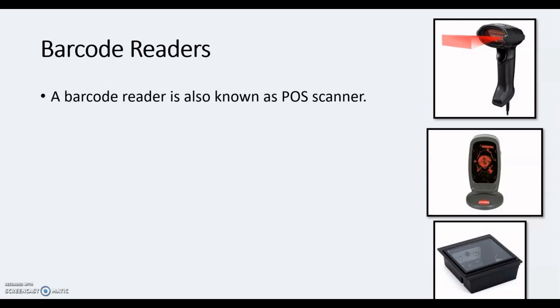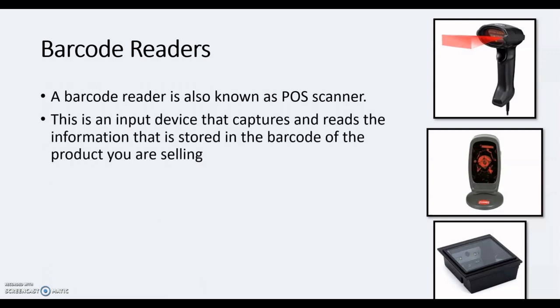So when you go to checkout to pay for your item, that is the point of sale. The sale is more than likely going to happen. So it's an input device. The reason it is an input device is because you are taking information from the barcode and putting it into the computer. So remember our input devices and output devices. A barcode reader is an input device.